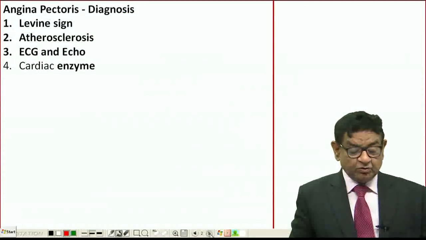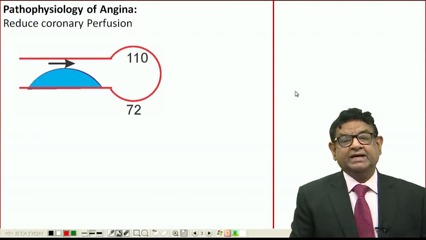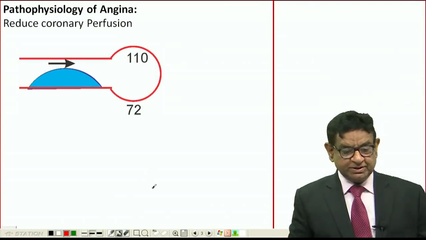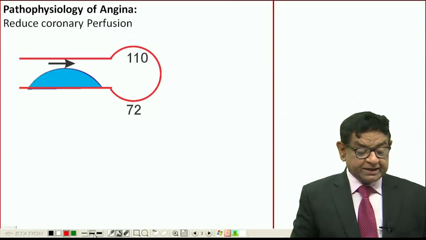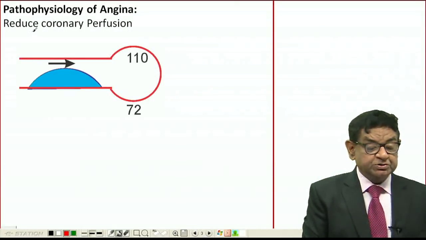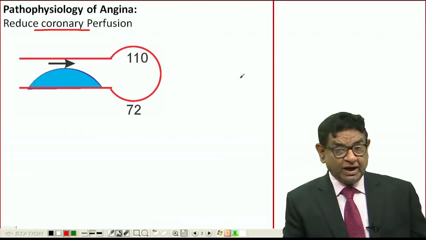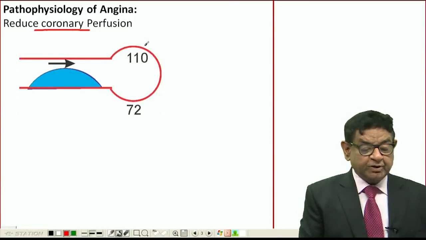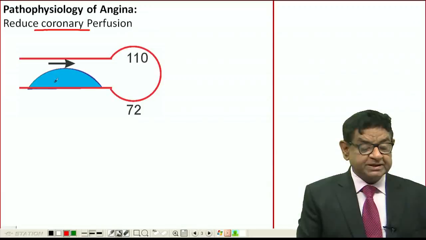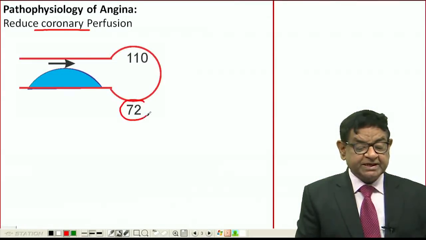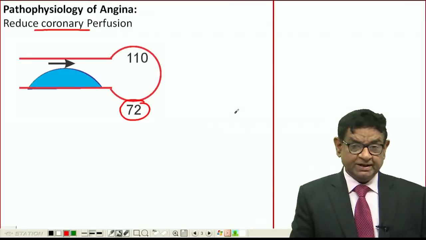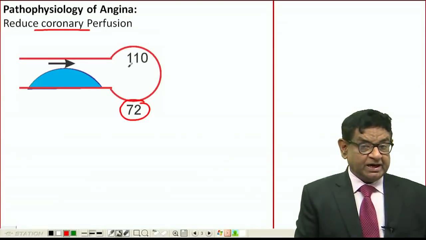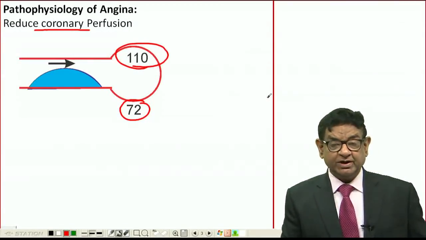Now let us learn why this happens, why the patient has exertional chest pain. For that we have to learn the basic concept, basic pathophysiology of angina. Well, angina occurs due to reduced coronary perfusion. Why is it happening in exertion? This is the plaque, this is the coronary artery, this is the myocardium. Plaque is there, and in the resting state, the heart rate is 72 per minute. Now patient starts walking, and with walking the heart rate increases maybe to 110, 120.